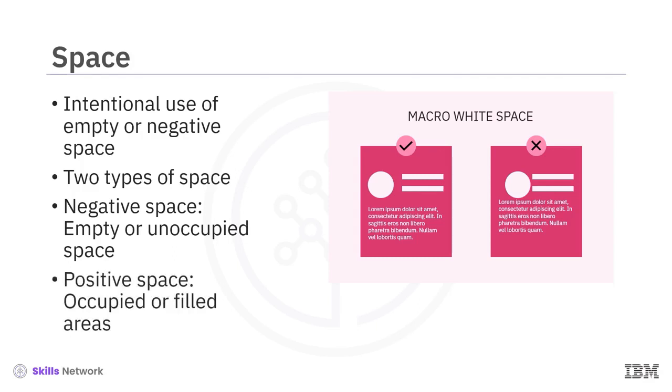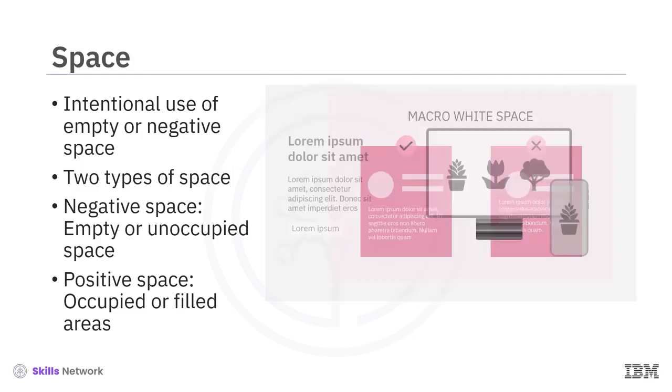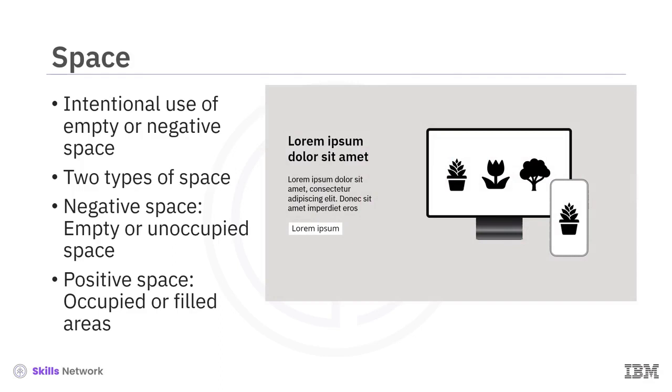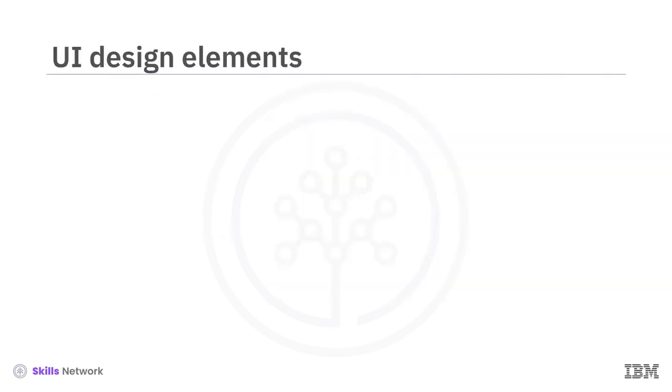Positive space refers to the occupied or filled areas within the design, such as objects, texts, or images. For example, using ample negative space to create an uncluttered and elegant web page user interface. Let us now explore some visual design elements of a UI.